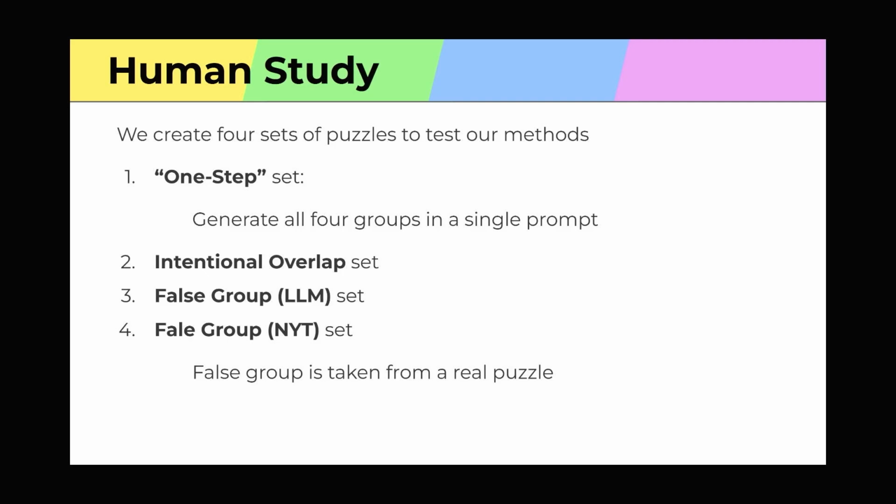And then we have 2 false group sets. One is LLM. That means that the false group we're using to generate this puzzle was proposed by an LLM. And we also have the false group New York Times set, which is where we take a group from a real puzzle, and we're going to use those 4 words in our puzzle somehow.